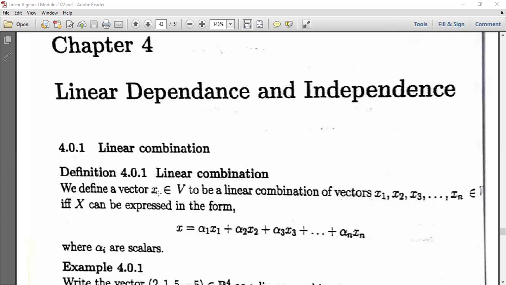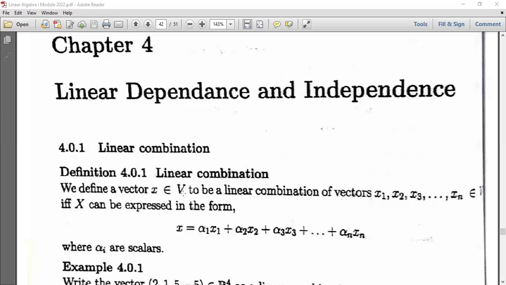So if there is an element X in that vector space V, then we define the vector X as a linear combination of vectors X1, X2 in V. Remember, X1, X2 up to Xn depends on the dimension of the vector space V. We shall later on define the dimension of the vector space, but I showed you when we met physically the nature of elements in R2. They are two-dimensional. Elements in R3 are three-dimensional.